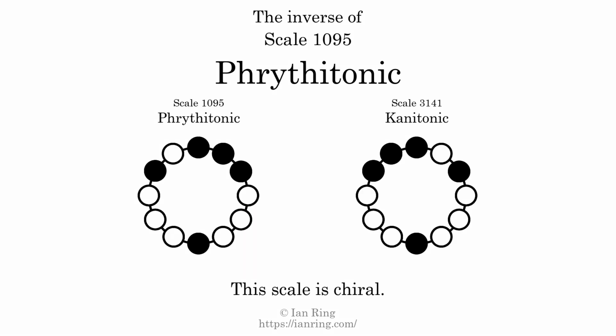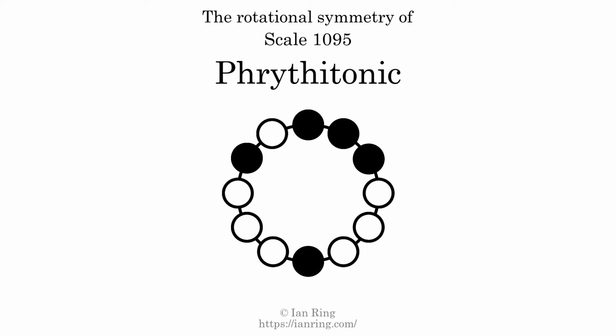The inverse of a scale is a mirror image. It is what you get when the sequence of intervals is reversed. The inverse of this scale is scale 3141, also known as canatonic. This scale is chiral. It cannot transform into its inverse by rotational transformation. This scale has no rotational symmetry.